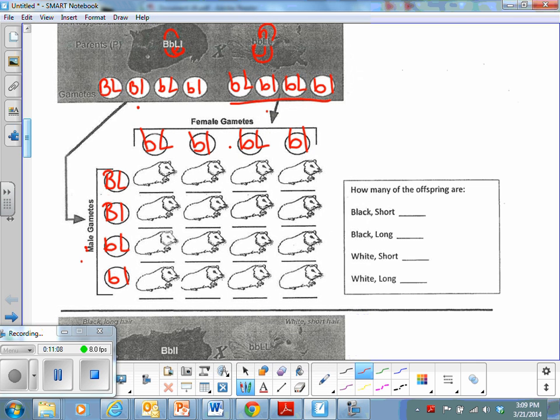All right, so now we got to do the cross. I'm going to switch colors. I'm tired of red. Okay. Move the B over, drop the B down. Move the L over, drop the L down.